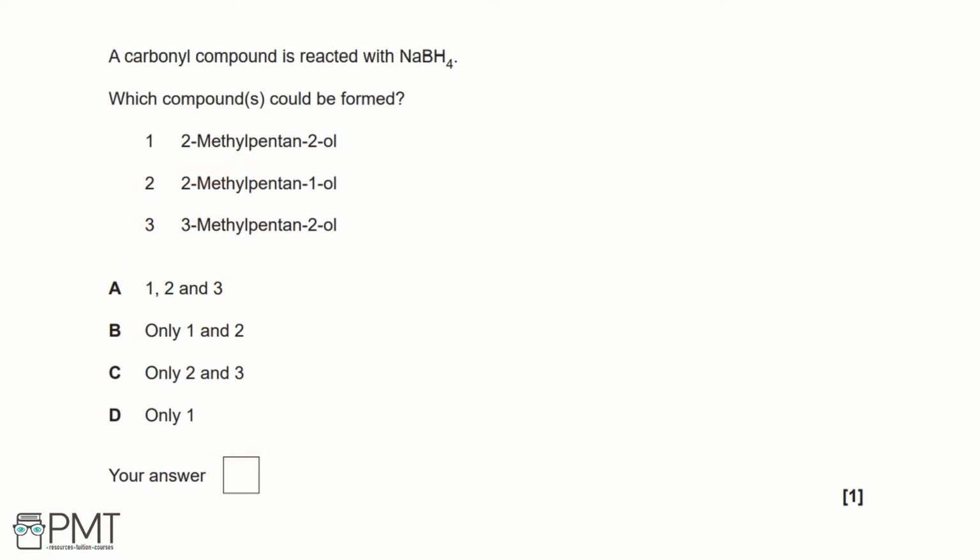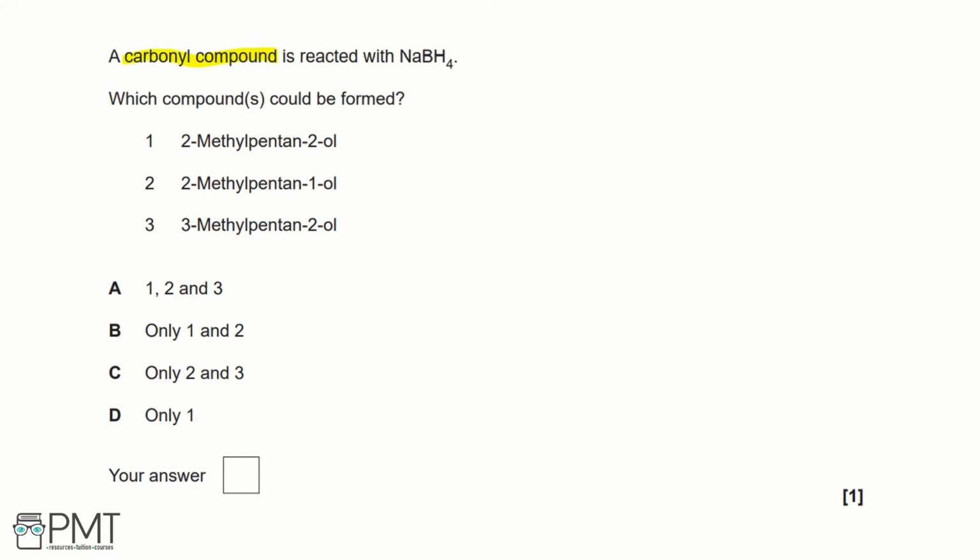A carbonyl compound is reacted with NaBH4. Which compound or compounds could be formed? 1, 2-methylpentan-2-ol, 2, 2-methylpentan-1-ol, 3, 3-methylpentan-2-ol. A, 1, 2 and 3, B, only 1 and 2, C, only 2 and 3, or D, only 1.